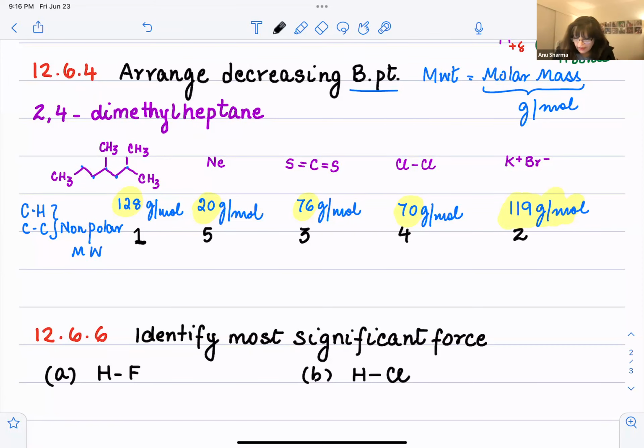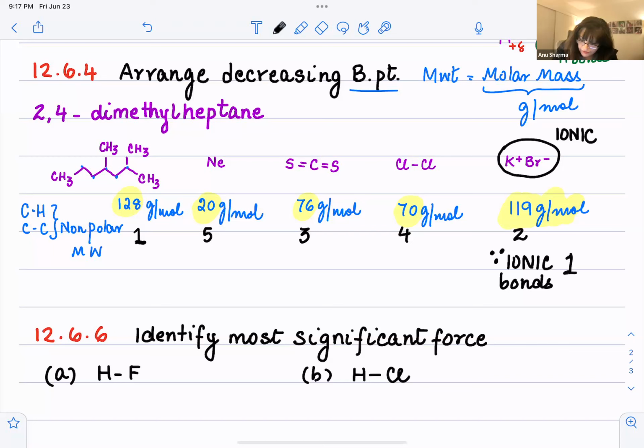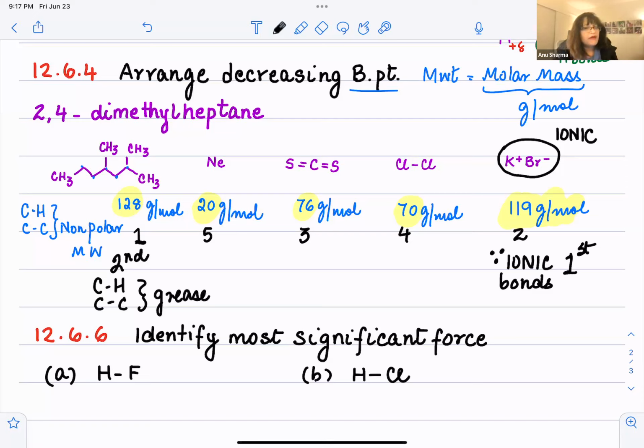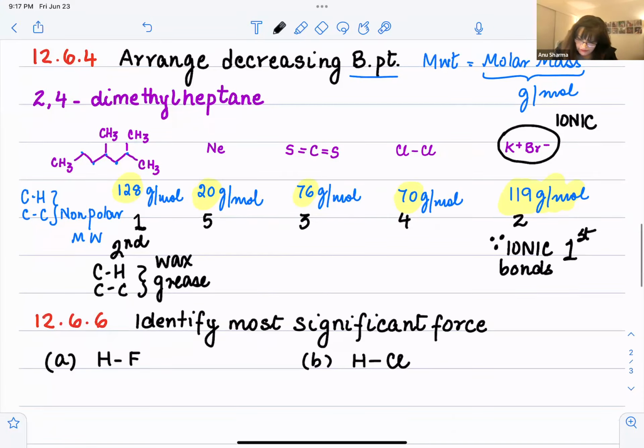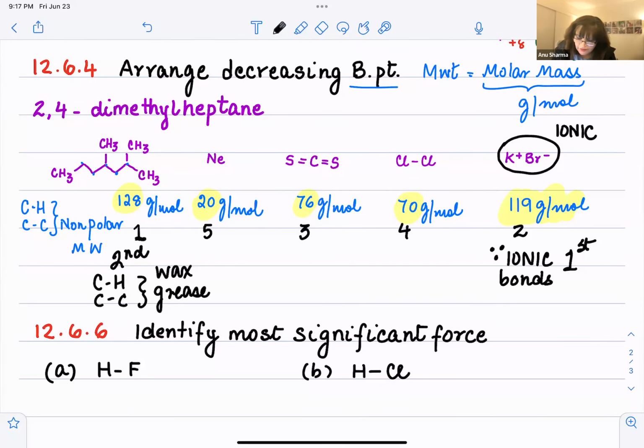But in my personal opinion, KBr should be highest, because it is ionic. And ionic bonds always have very high boiling points. Ionic bonds are very difficult to break. So ideally, this should be first, and then this is the second, because carbon-hydrogen and carbon-carbon bonds are still like grease, like wax. So they should melt easily, like wax. But I don't know if this exists as a liquid or what, but anyway, this is the order. Okay, so in decreasing order, the least is neon, it should have the least.